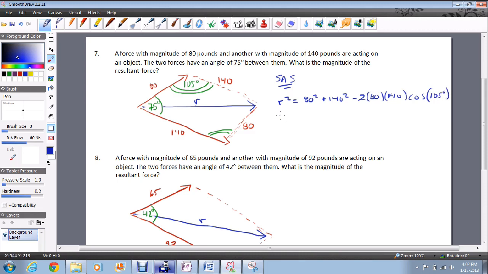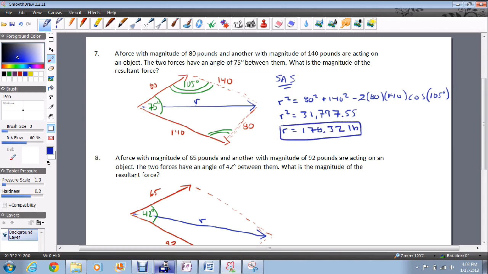If we figure out what R squared is, we get a pretty big number, 31,797.55. Take the square root of both sides of the equation, and we get R is equal to 178.32 pounds.